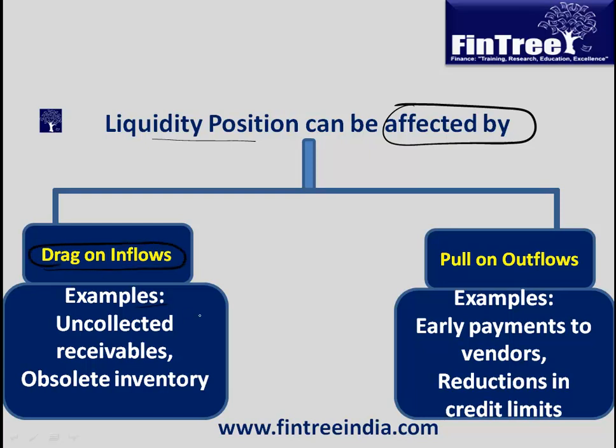The examples would be uncollected receivables: you were supposed to receive money from accounts receivable, and you did not. Or some of your inventory has become obsolete. That means this inventory has become old, or it is out of fashion and you're not being able to sell it and convert it into cash. Whereas a pull on outflows would be that your vendors ask you to make early payments, or your vendors simply reduce the amount of credit that you would otherwise get with them.